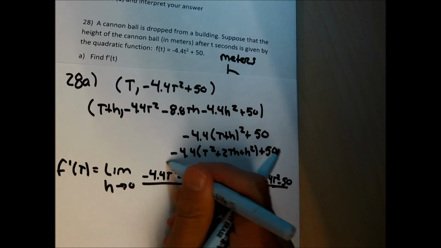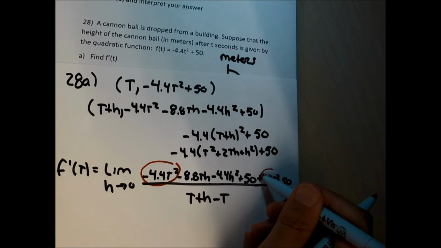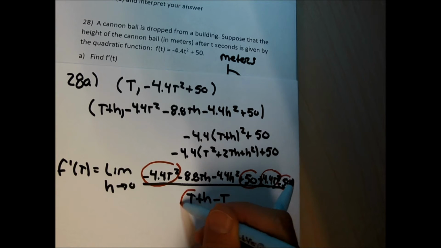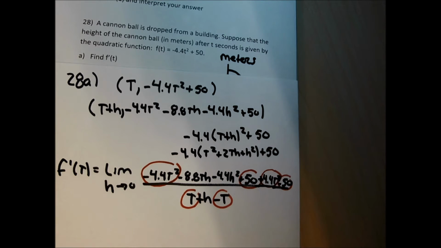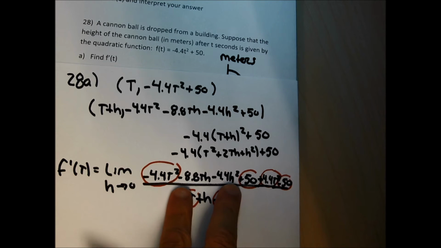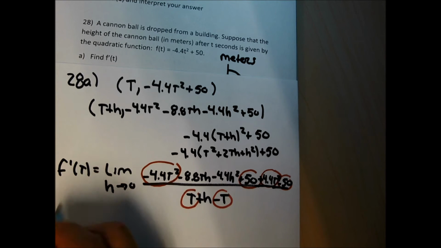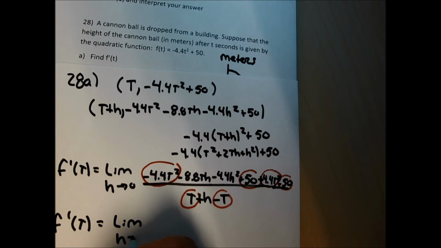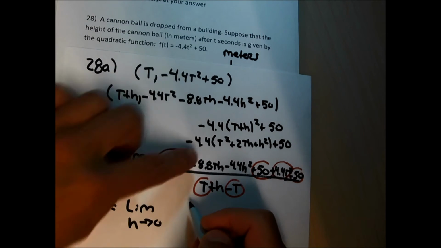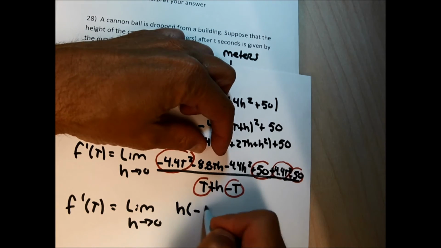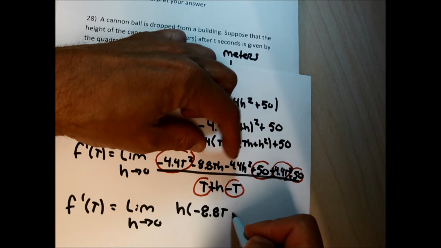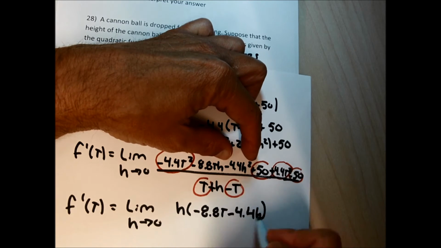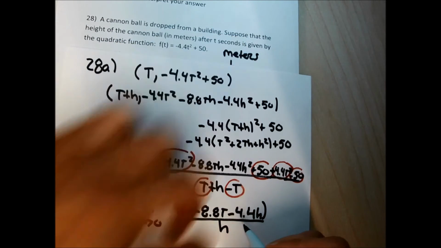In the numerator, the negative 4.4 and the positive 4.4 t squared cancels. The positive and the negative 50s cancel. And in the denominator, the t's cancel. The only thing left in the numerator are those two terms that have h's. I'm going to factor out that h just to save a little room. So I'm going to get the limit as h goes to 0 of h times negative 8.8t minus 4.4h. That's just taking the h away from each of those. And in the denominator, I just have an h.